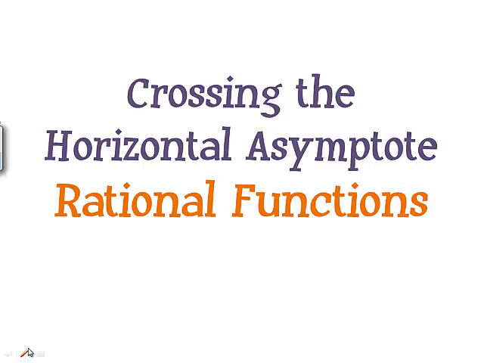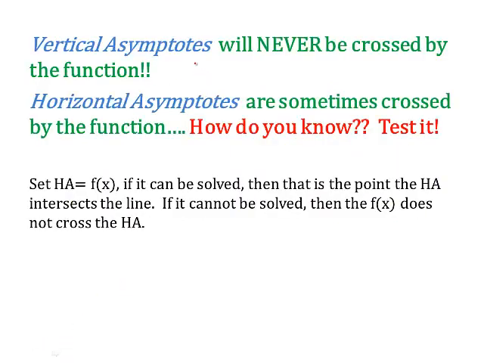All right, this video is about rational functions also, but we're going to talk about crossing the horizontal asymptote. That sounds strange, but it happens. So what you need to know is vertical asymptotes will never ever be crossed. That you can bank on. It will never be crossed. However, horizontal asymptotes are sometimes crossed by the function when you graph it. Sometimes that curve will cross it, and sometimes it won't.